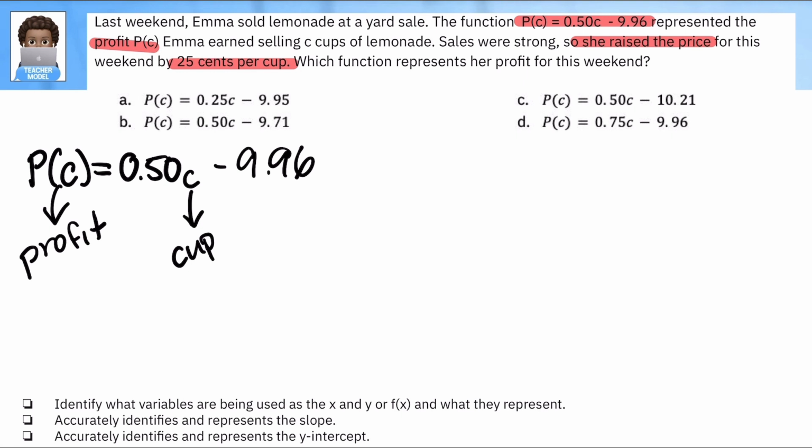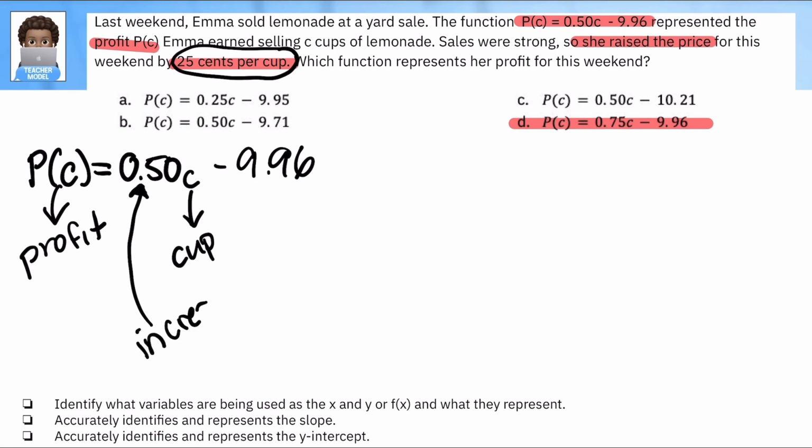All right, let's do the reveal. If you had D, you are correct. That is the right answer. So what you're looking for was this cost over here being increased by 25 cents. We're increasing the rate.